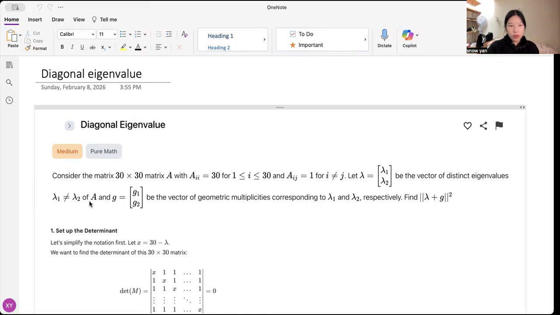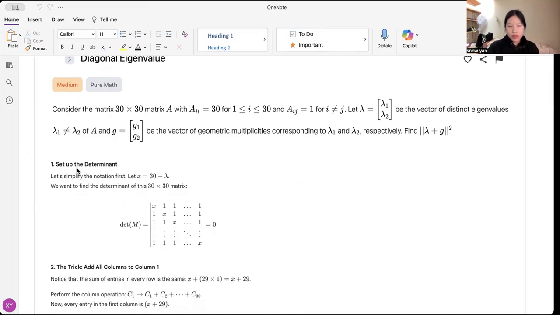Lambda 1 does not equal lambda 2 of A, and g equals g of 1, g of 2 be the vector of geometric multiplicities corresponding to lambda 1 and lambda 2 respectively. Find lambda plus g, and then take that squared. So that's basically like the distance.